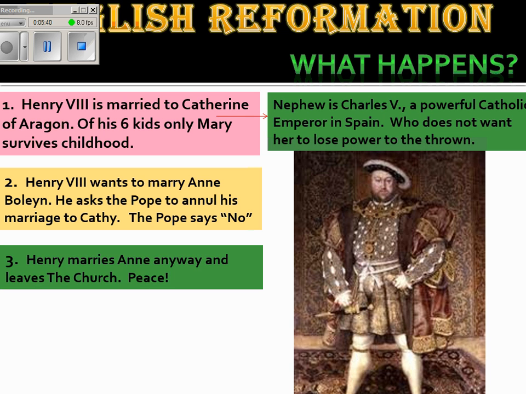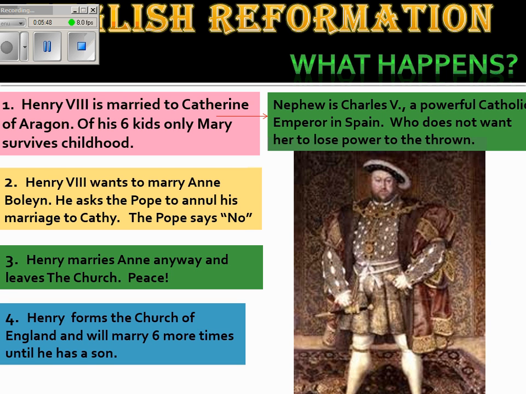He decides to leave the Catholic Church. So Henry marries Anne and leaves the Catholic Church. That takes us to point number 4, that Henry VIII will form the Church of England, which is the Anglican Church, which has a little bit of Christianity or Catholicism in it, mixed in with a lot of the tenets of Protestantism. The chief among those beliefs is that there's no papal authority. Just like Luther and Calvin, Protestants don't recognize the authority of the Pope. But anyway, Henry forms the Church of England, and he'll actually marry 6 more times until he has a son.